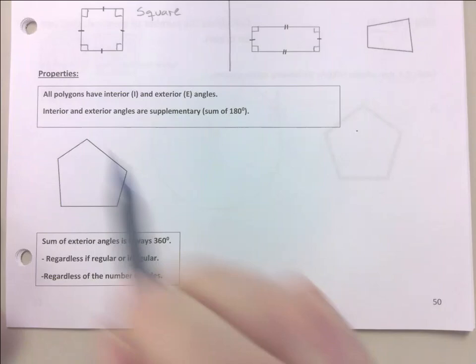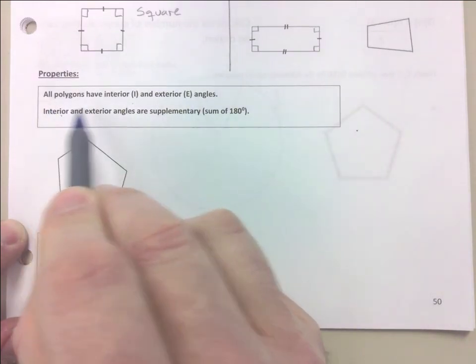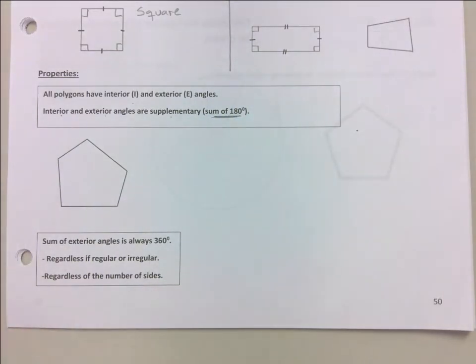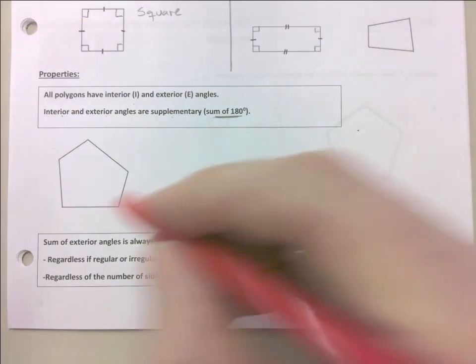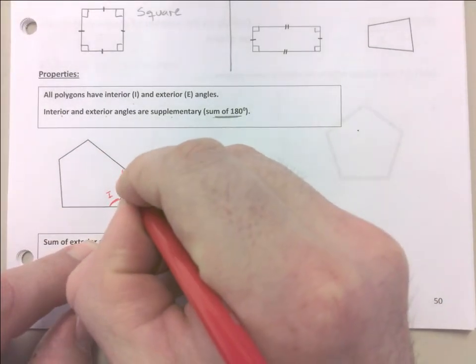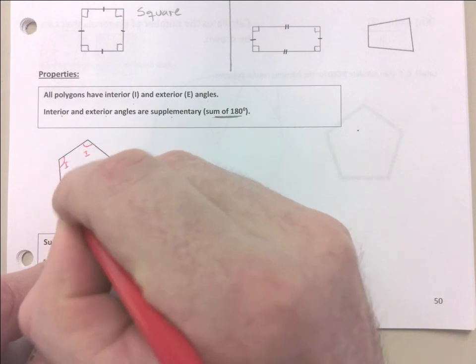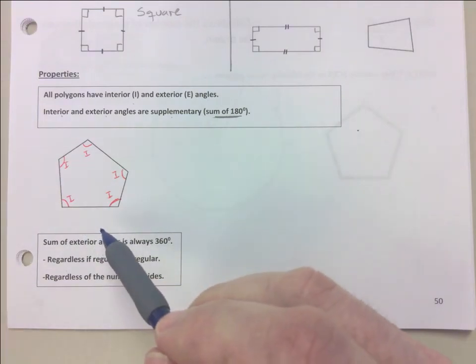Some properties. All polygons have interior and exterior angles. The interior and the exterior angles are supplementary, meaning they add up to 180. And here's where I would encourage you to have two different colors. Okay, I'm going to go to page 50 here. If you have colors, that'd be great. So every polygon, this polygon, for example, has interior angles. It has 5 interior angles, right?